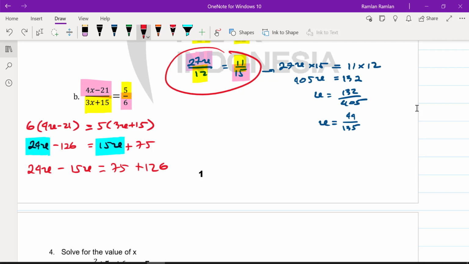Okay, now we can simplify this. 24x minus 15x is 9x, and then 75 plus 126 is 201. So the final step is to divide both sides by 9. There'll be 201 over 9. And if you just put this fraction into the calculator and press the equal sign, you will get the simplest form of the fraction. In this case it is 67 over 3.